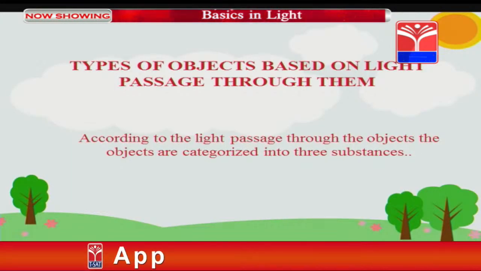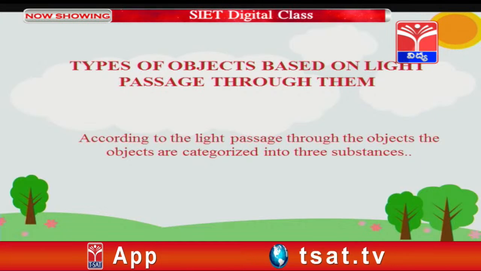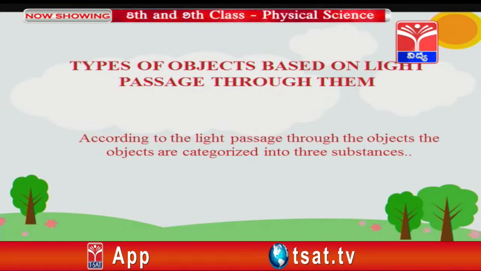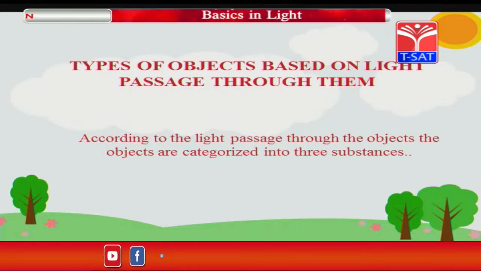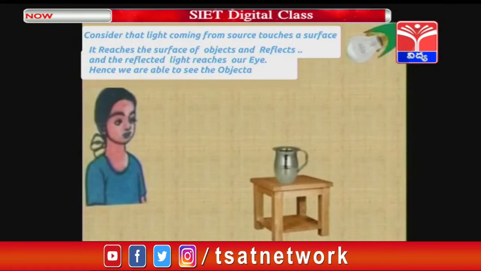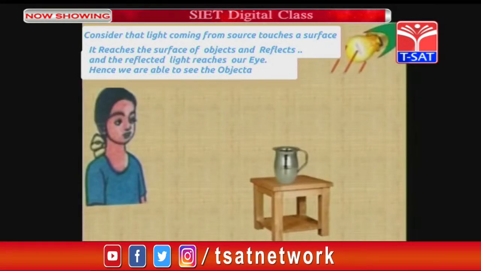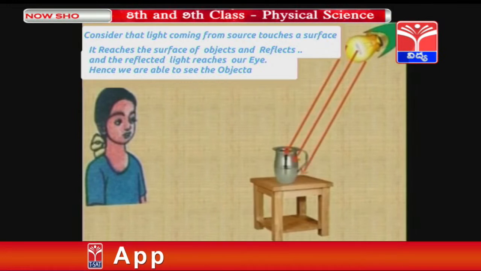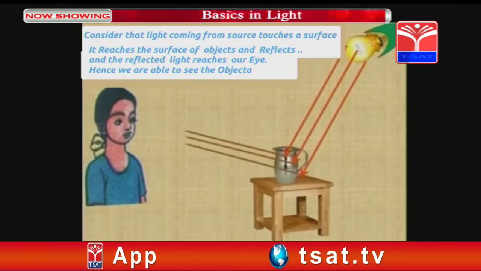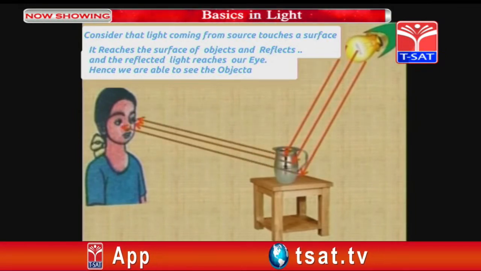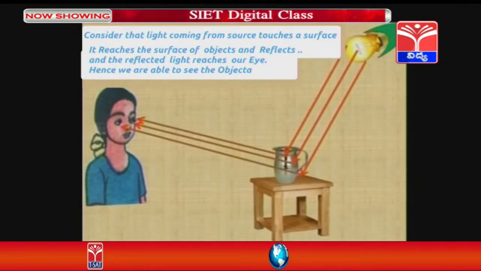Types of objects based on light passage through them. According to the light passage through them, objects are categorized into three types of substances. Consider that light coming from a source reaches the surface of an object and reflects, and the reflected light reaches our eye, hence we are able to see it.